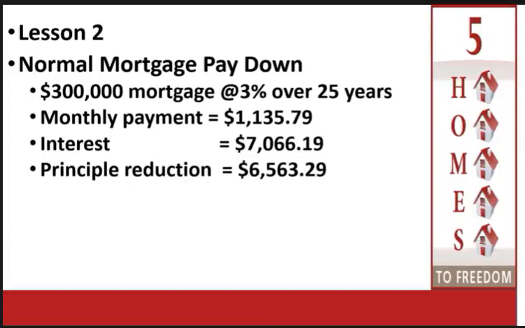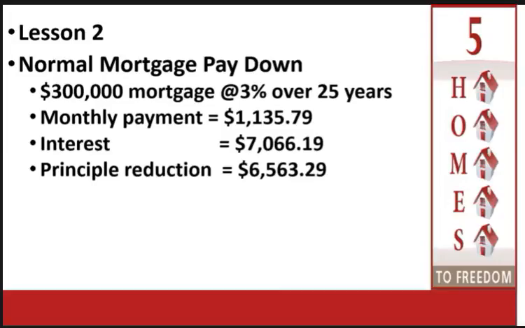So, for example, if we have a $300,000 mortgage at a 3% interest rate, and it's amortized over 25 years, that's the life of the mortgage, that means our monthly payment is going to be $1,135.79. Now, when you do that over the course of the year, that means that the interest you pay to the bank for the privilege of borrowing that money is going to be $7,066.19.